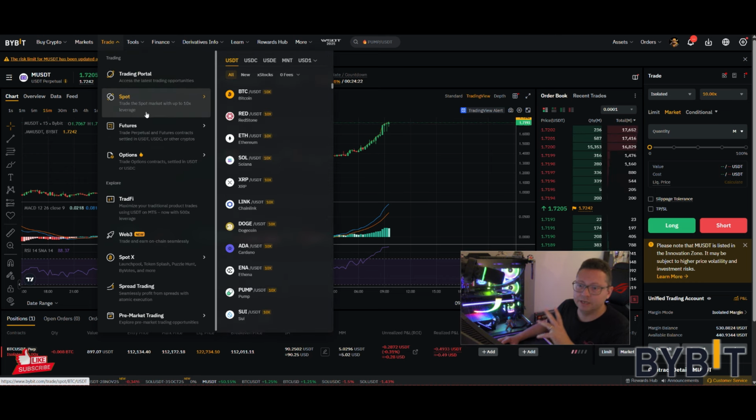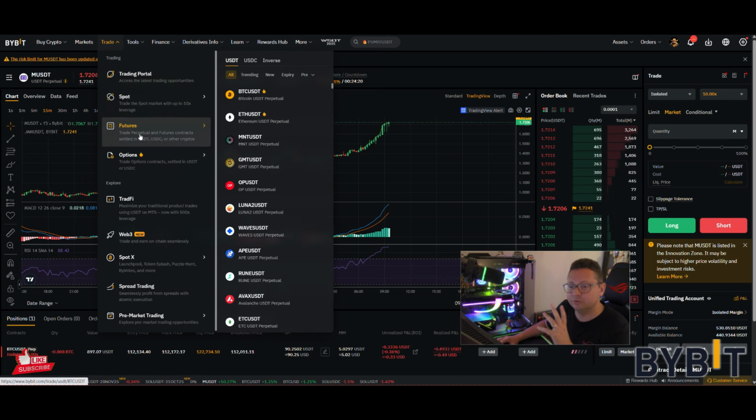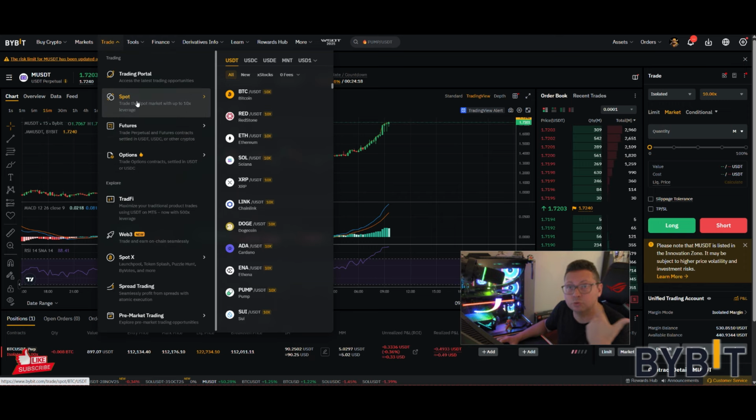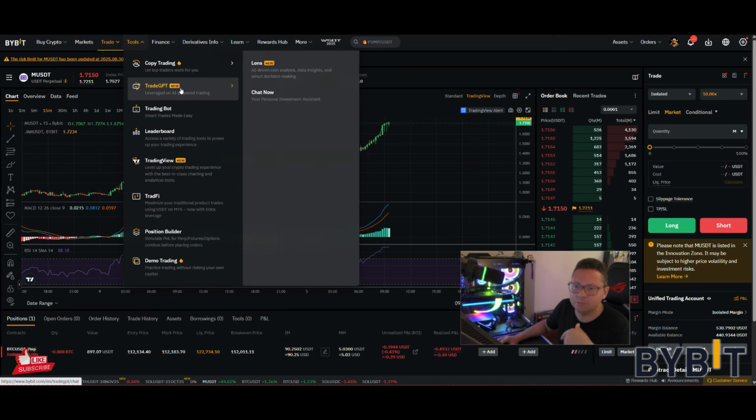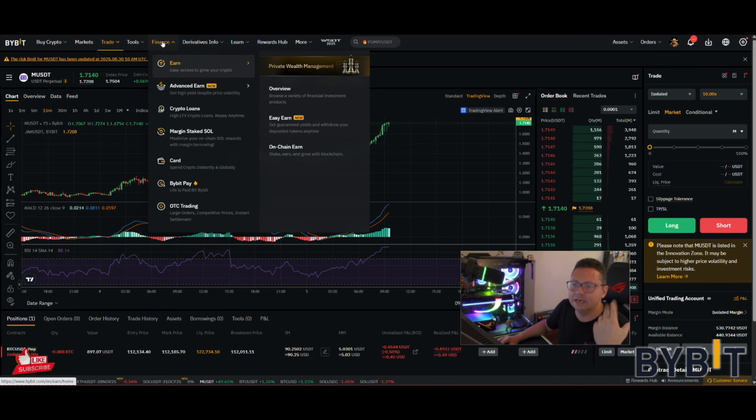And those are the two core features that I'm using and that are good to use here on Bybit, and also how to get started. If you want to trade with futures, very high risk, or if you just want to buy the actual coins or sell the actual coins, you can do spot trading. Then the other ones are like tools that you can use here. You can check it out yourself, copy trading, trade GPT, and so on.